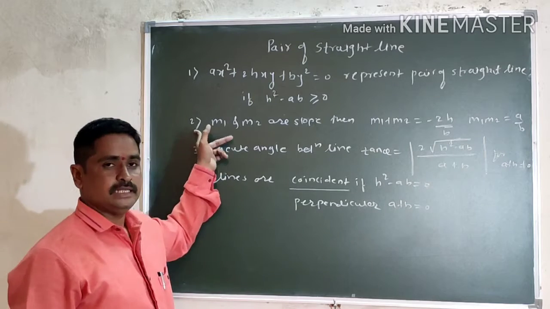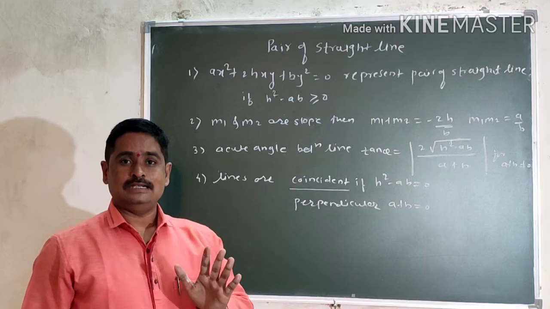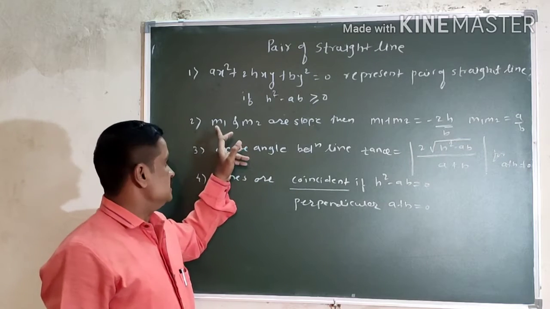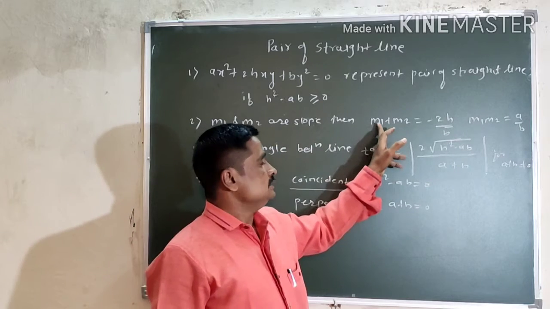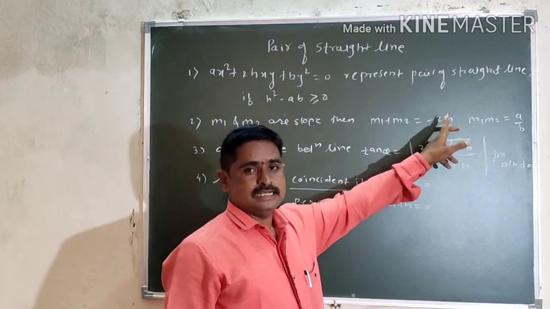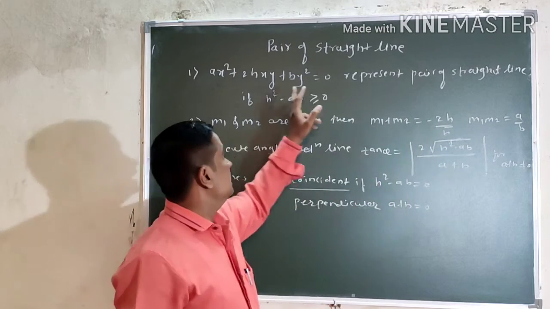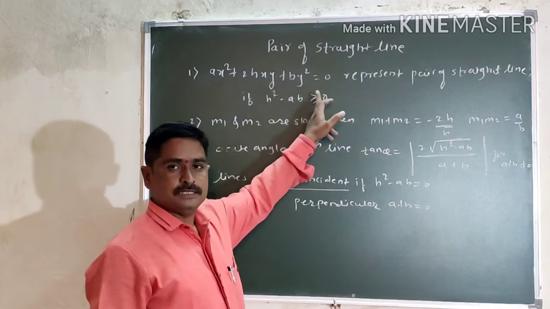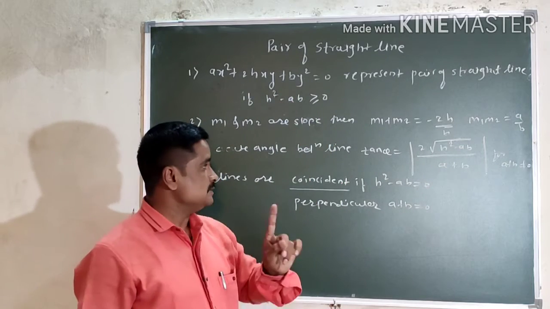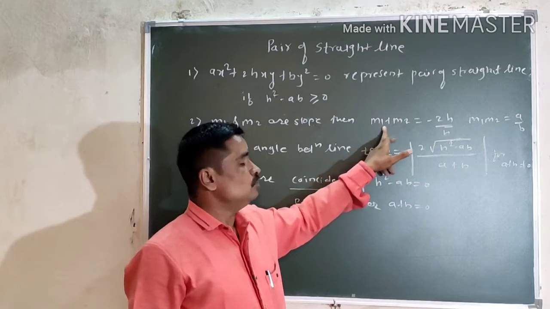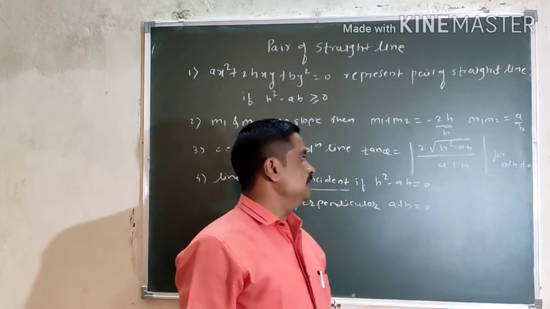Second, if those lines are L1 and L2, and the slope of line L1 is M1 and of L2 is M2, then we have the result M1 plus M2 equals minus 2h by b. Here we consider the equation ax square plus 2hxy plus by square equals 0, and if M1 and M2 are the slopes of the corresponding lines, then M1 plus M2 equals minus 2h by b and M1 into M2 equals a by b.